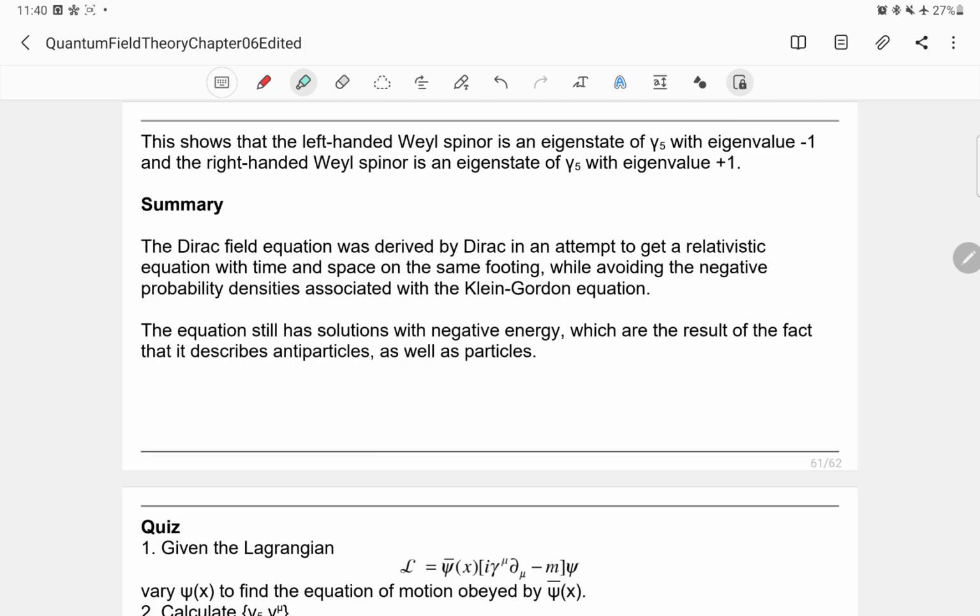So as a summary, the Dirac field equation was derived by Dirac in an attempt to get a relativistic equation with time and space on the same footing, while avoiding the negative probability densities associated with the Klein-Gordon equation. The equation still has solutions with negative energy, which are a result of the fact that it describes antiparticles as well as particles.